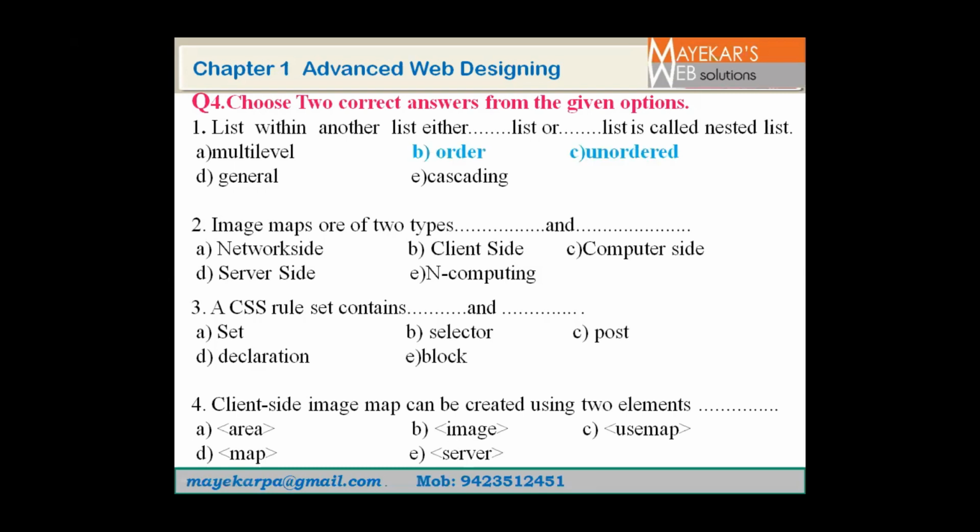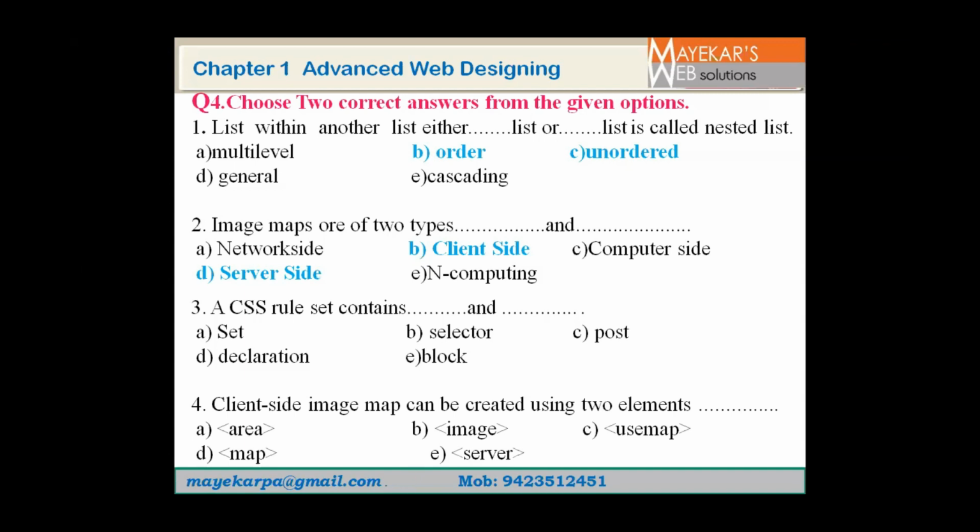Question number 2. Image maps are of two types. Okay, image maps are of two types means we were studying two types of image mapping. Either is client side image mapping or server side image mapping. So here two options comes, client side or server side. Okay, so here two answers are correct, client side and server side.